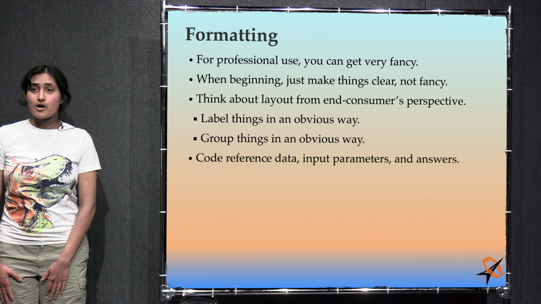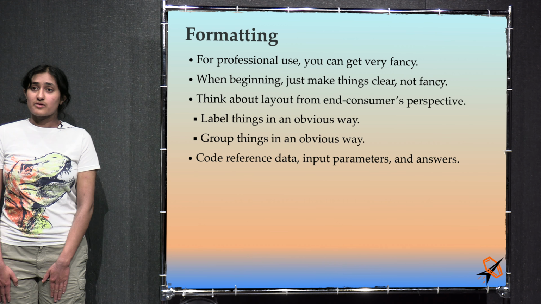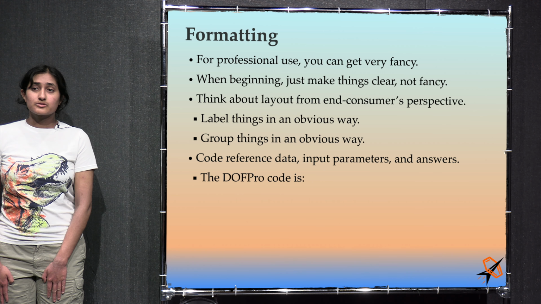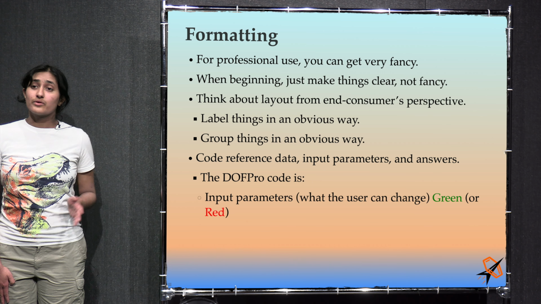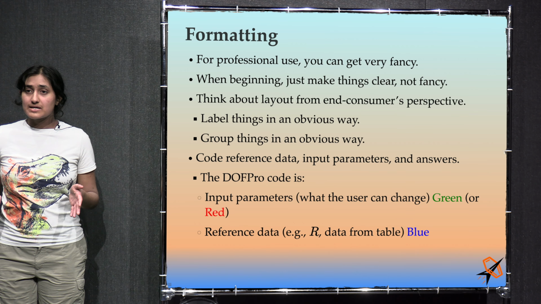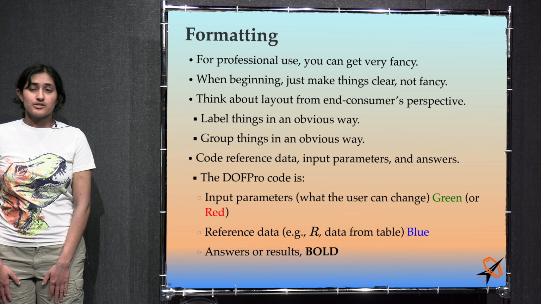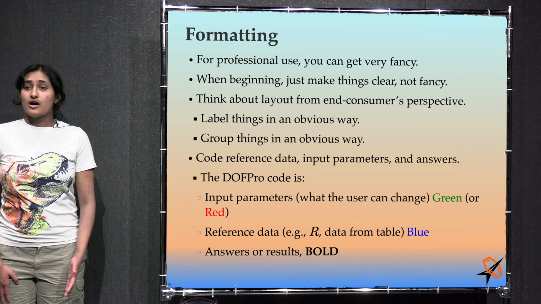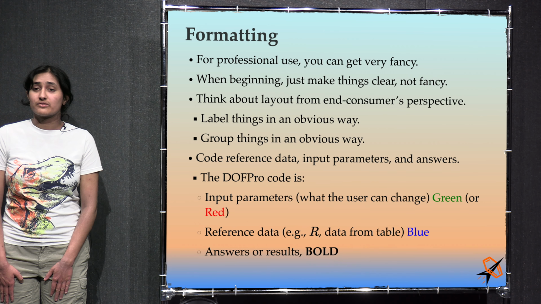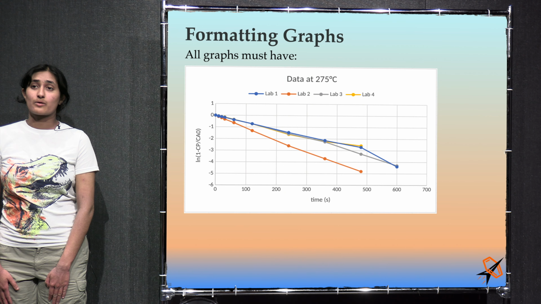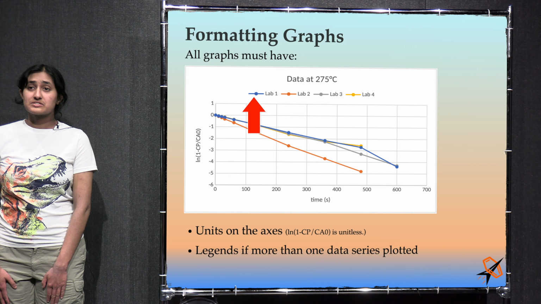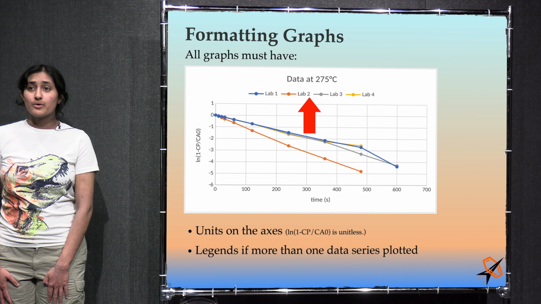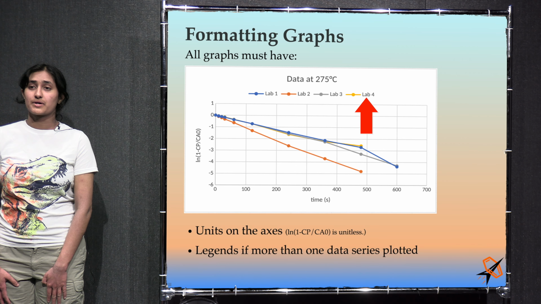You'll want to code or mark your reference data, your input parameters, and your answers to distinguish them. The standard coding or marking we will use is green for problem or user input, blue for reference data, and bold for final answers. You could also use italics, bold italics, other colors, or other fonts to code or mark information. Properly format graphs with units on the axes. Include legends if there is more than one data series. You really want your graphs to look semi-professional and easy to interpret.